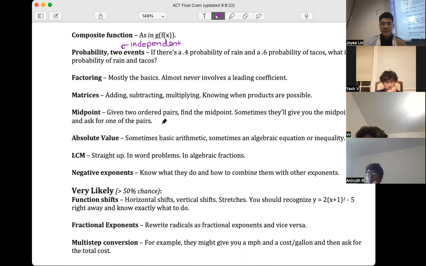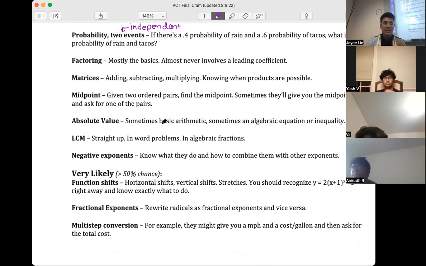Midpoint, how do we find midpoint? Average, right? Midpoint is the same as average.